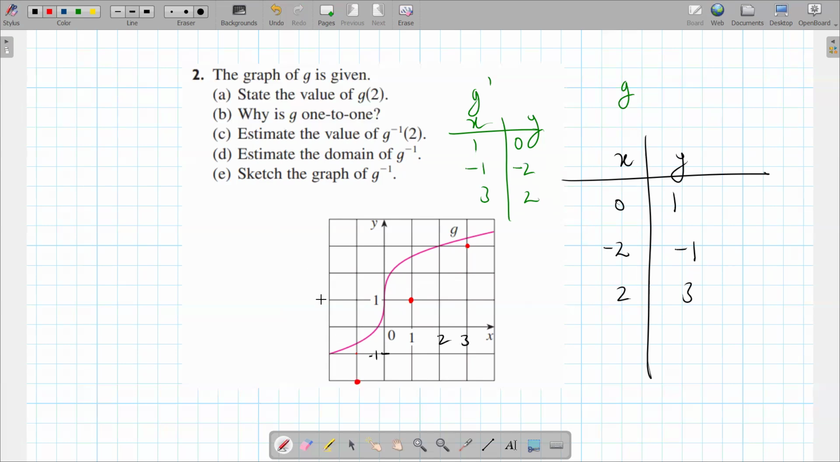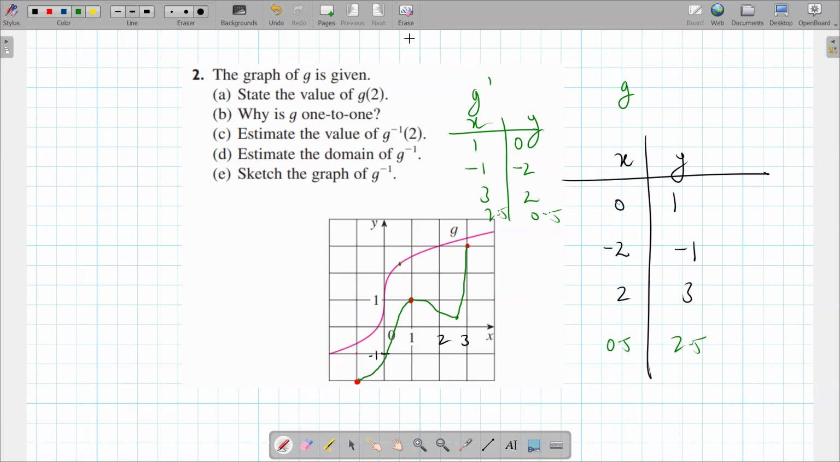Mm, that doesn't really help us see the shape. Maybe we use one more point. Looks like that one is 0.5 and 2.5, so it'll become 2.5 and 0.5. Like that. And then you just connect the dots. So that's what the inverse function looks like. Cool?